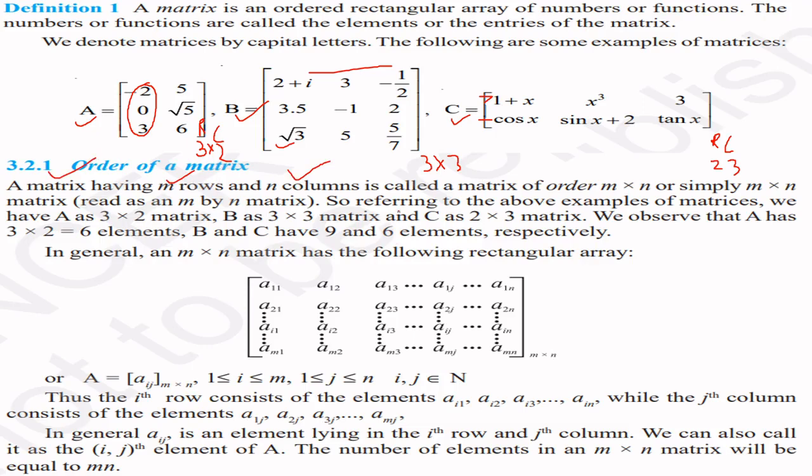The representation is M by N, where M means rows and N means columns. So we have a 3 cross 2 matrix, which has 3 rows and 2 columns, and a 3 cross 3 matrix, which has 3 rows and 3 columns. These different sizes we call the order of the matrices. The order is represented by the cross. A 3 cross 2 matrix has 6 elements, and a 3 cross 3 matrix has 9 elements.